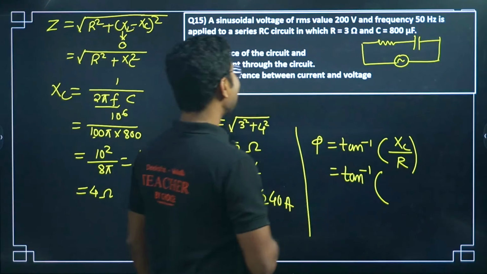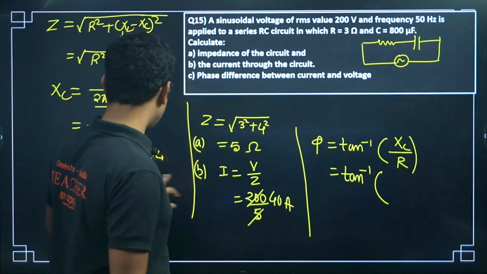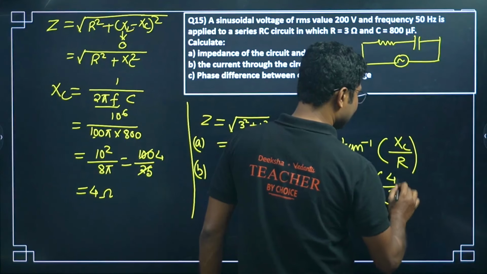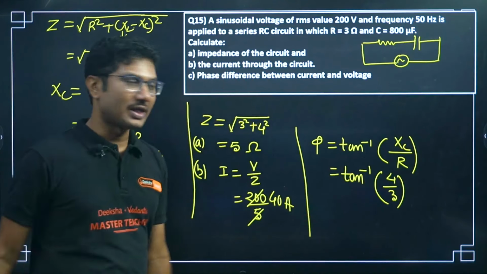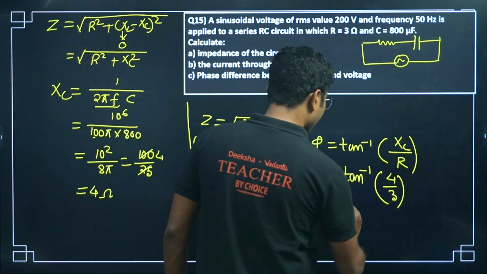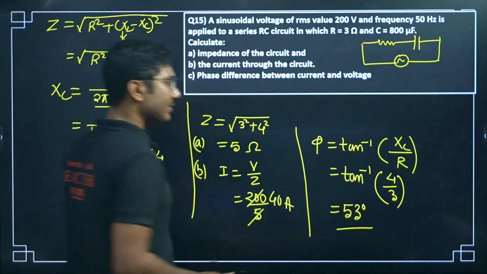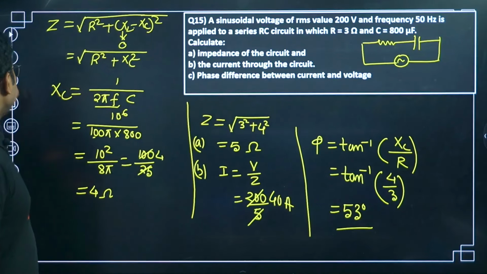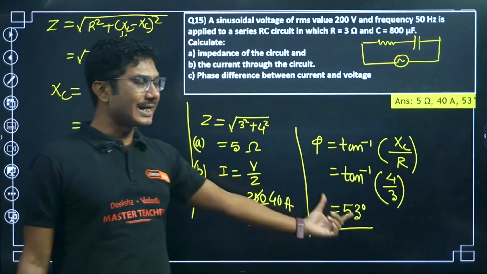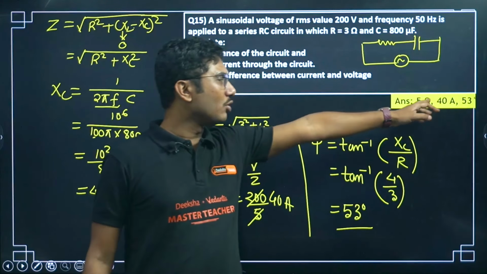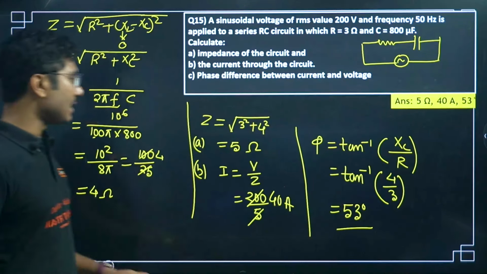Now, XC is given here as 4 and R we have calculated as 3. This is a very special angle, tan inverse 4 by 3. If you know, you can write it, it will be 53 degrees. If you do not know, you can skip it. For competitive exam preparation, this angle is a very special angle, 3-4-5, right. So, 5 ohm, 40 ampere and 53 degrees are the answers.